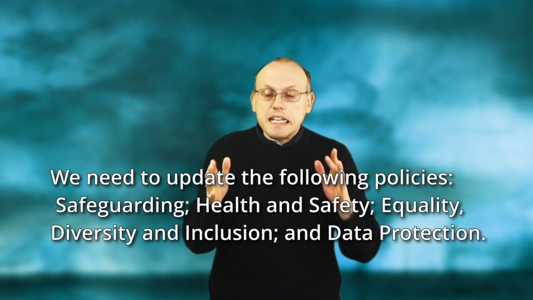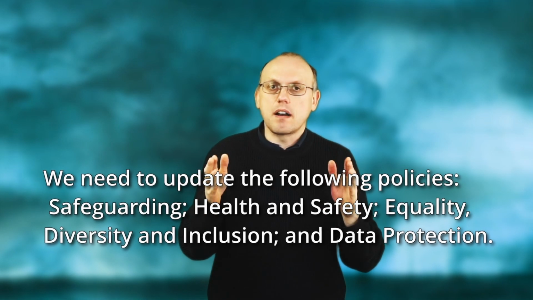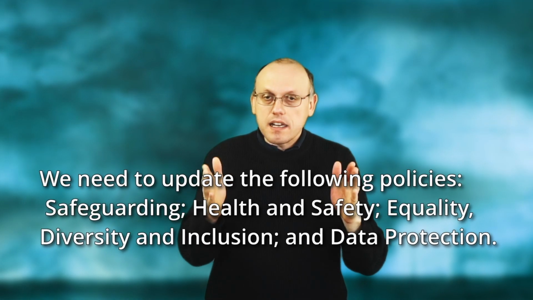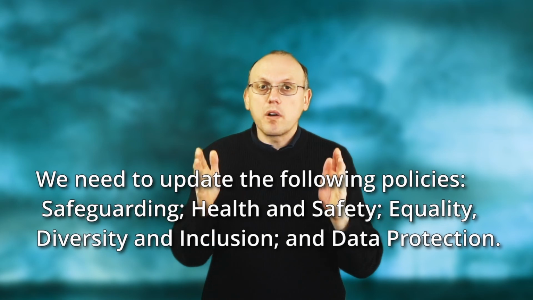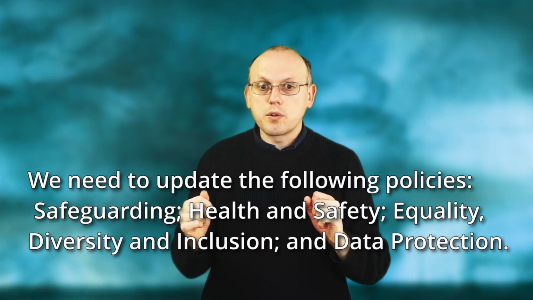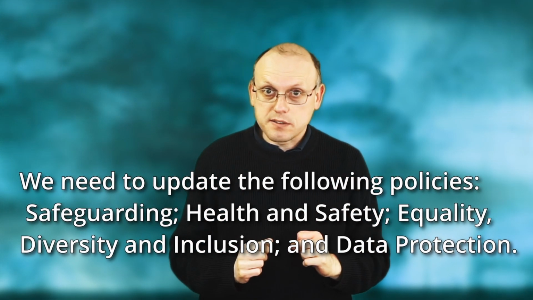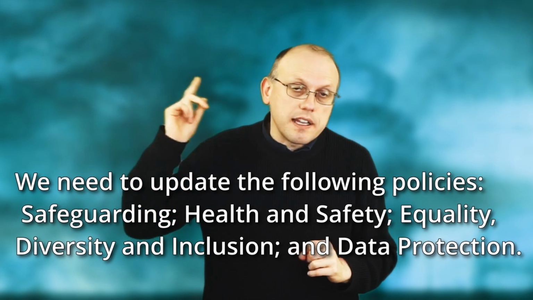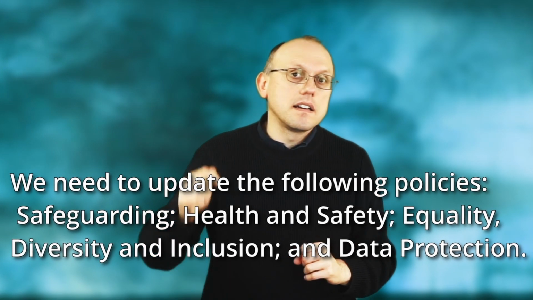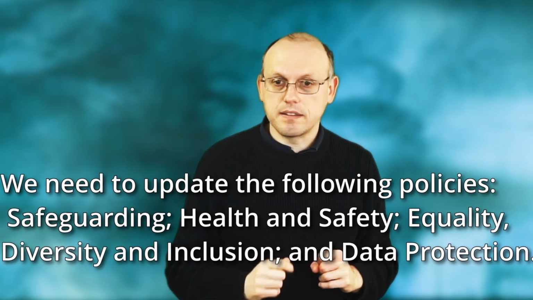The semicolon here clearly indicates where our policies are, the names of the policies, and marks off clearly the names of our policies. One is called safeguarding, another one is called health and safety, another one is called equality, diversity and inclusion, and the last one is called data protection. Here, you need to use a semicolon before and.